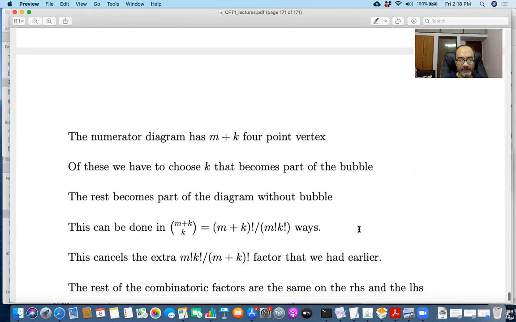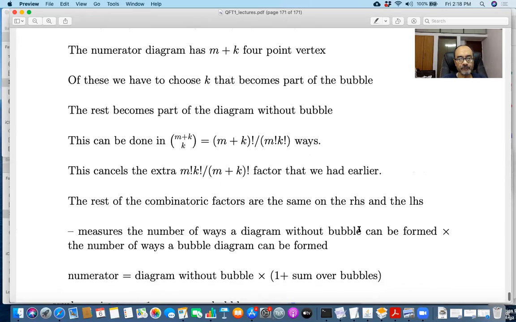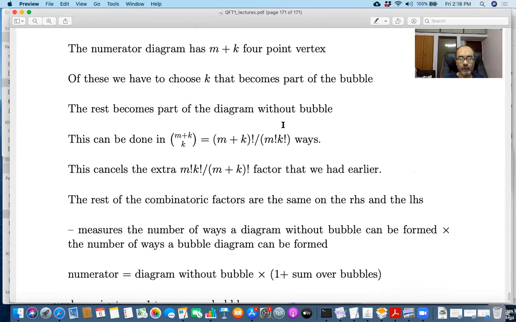Okay, so let me then show this. Of course, generally counting combinatoric factors is difficult, right? But what we are asking here is, we don't even know what the diagram we are talking about, so you cannot really say what the combinatoric factor is. What we are asking here is not actually the combinatoric factor, but the relative combinatoric factor between these two sides.